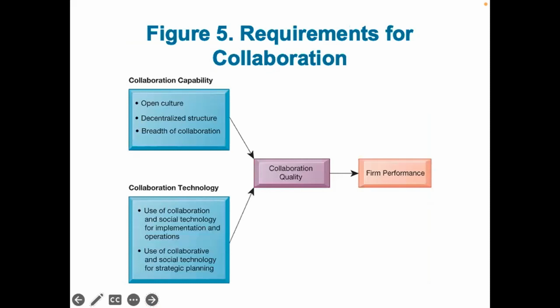It's collaboration capability. So there must be an open culture, decentralized structure, breadth of collaboration, and the technology. You combine this. So you see that. Which concept can you relate this to in the first lecture? Let me carve my question in a different way. If you invest in collaborative technology, investment in collaborative technology does not guarantee collaborative quality. True or false? Yes, it does not.